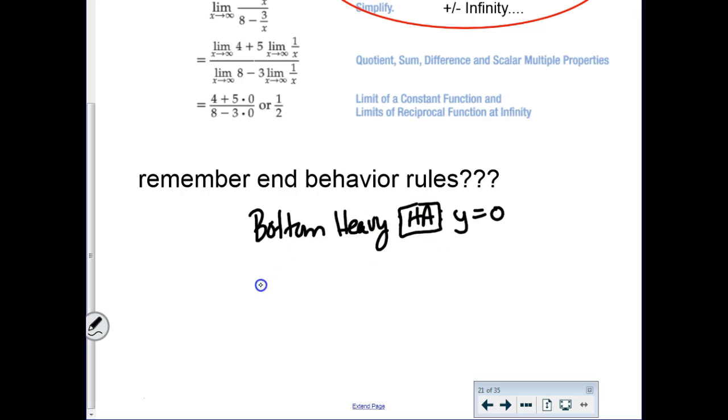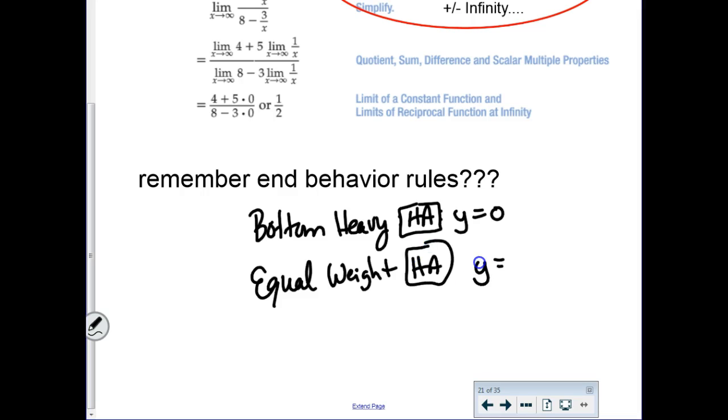If it was equal weight, so you had like a quadratic over a quadratic, do you remember how we find the horizontal asymptote? It's the lead coefficients, yeah. Let's just pretend. I don't know how to abbreviate this because I don't have any formulas in front of me right now, but basically it's whatever these lead coefficients are. So like if it's something x over something x, it would just be the lead coefficient fraction. So we'll see some examples of this in a minute.